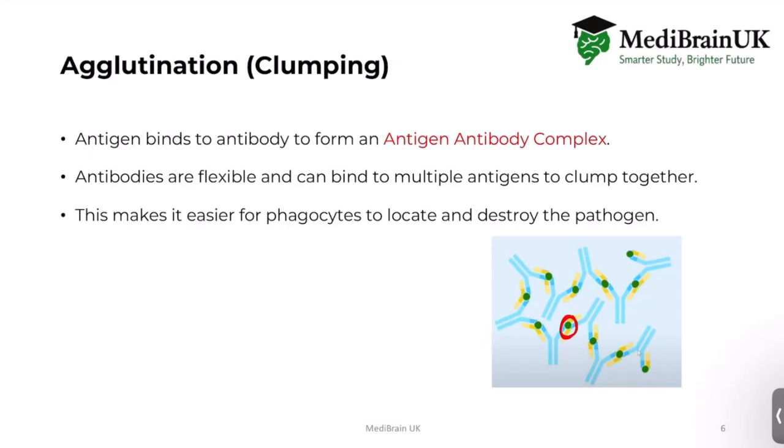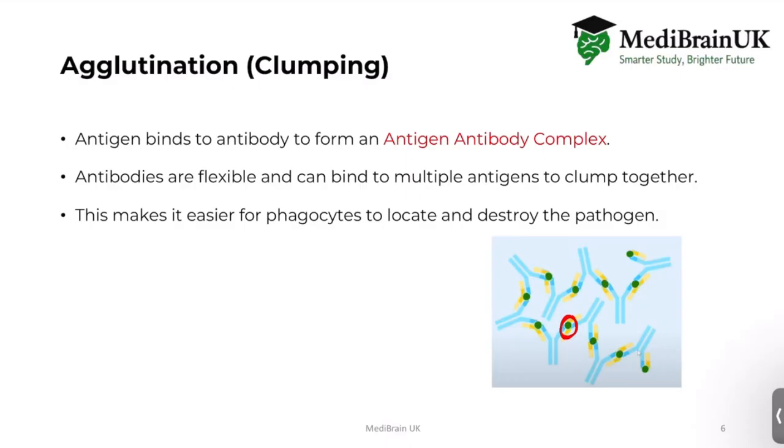So it makes phagocytosis easier to occur. Because when you've got something big happening at a specific site of action, then that will recruit more and more phagocytes much more easily. That's the purpose of agglutination. It's to make phagocytosis occur much more easily, and therefore your immune response to occur much more easily within your body.